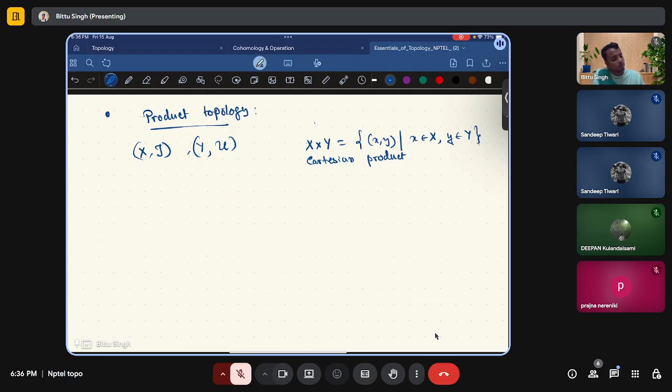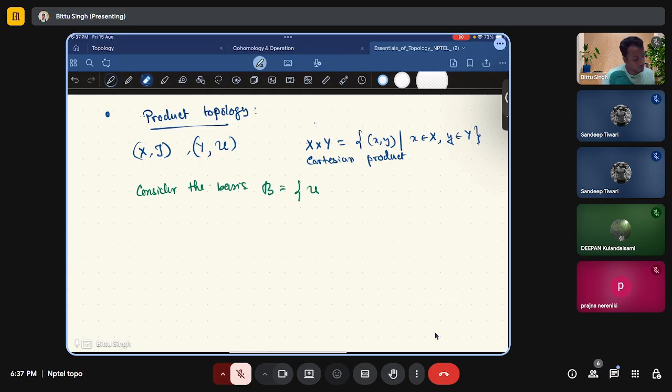So we want to create a new topological space from these given two topological spaces. The set structure is already known. Now can we topologize this set? So the answer is yes. How do we topologize? So the topology is given by this basis. Consider the basis.